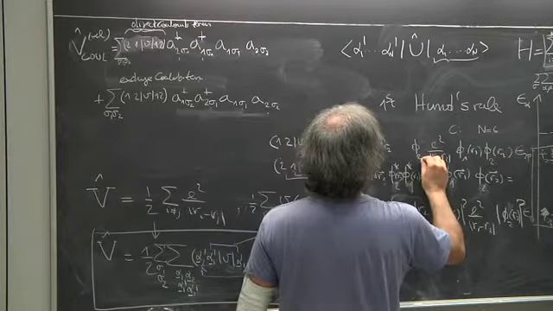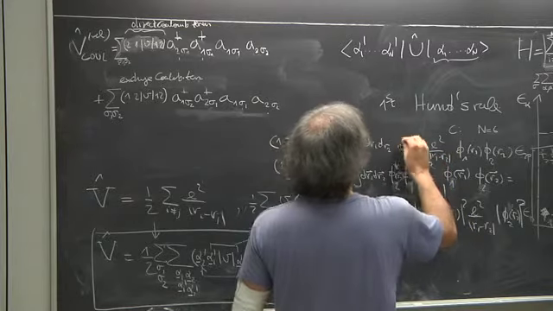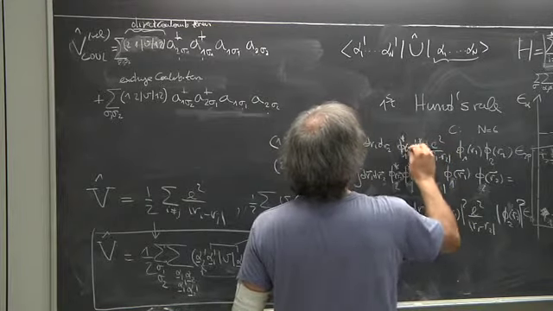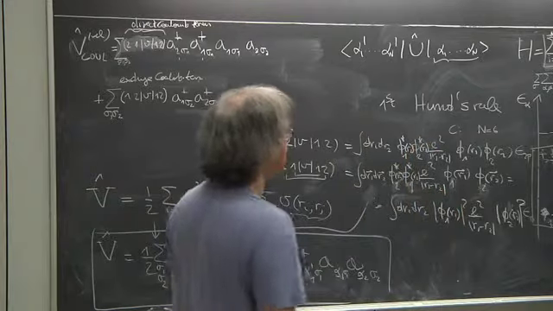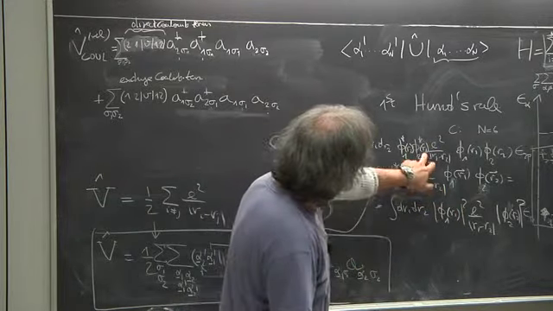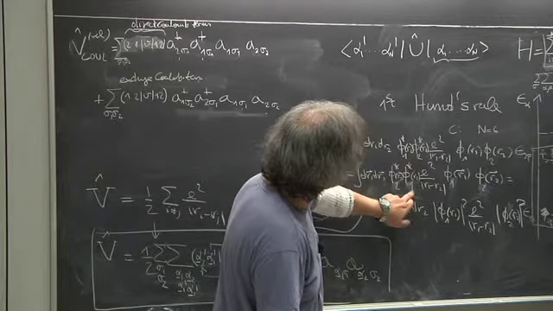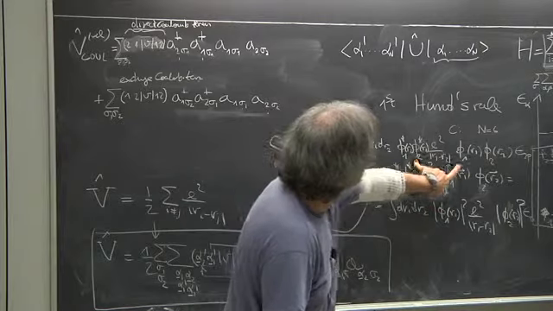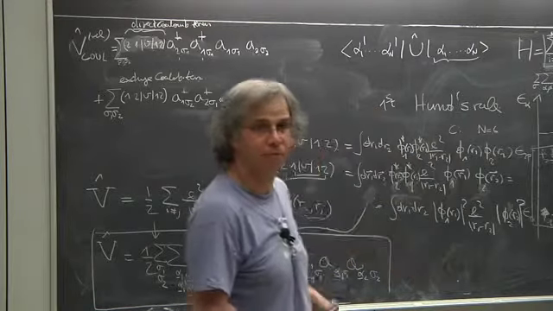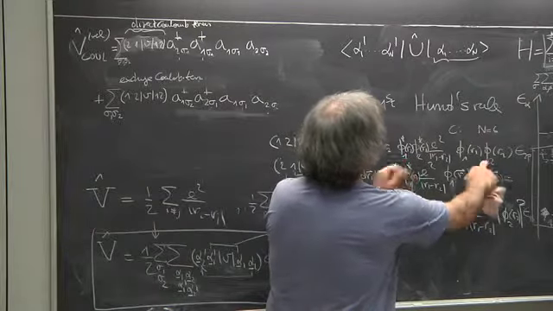So phi 2 star is associated to still R1, and phi 1 star is associated to R2. You see the difference? It's a crucial difference. R1, R1, R2, R2. But now, here I have a 2 rather than 1. And therefore, this is no longer the modulus square of phi 1. And this is no longer the modulus square of phi 2.